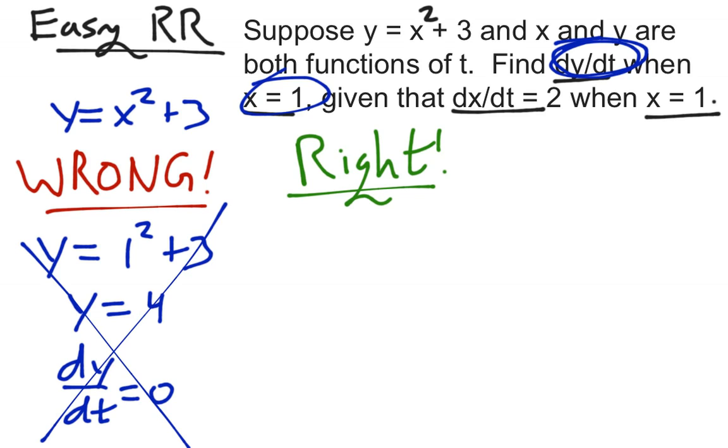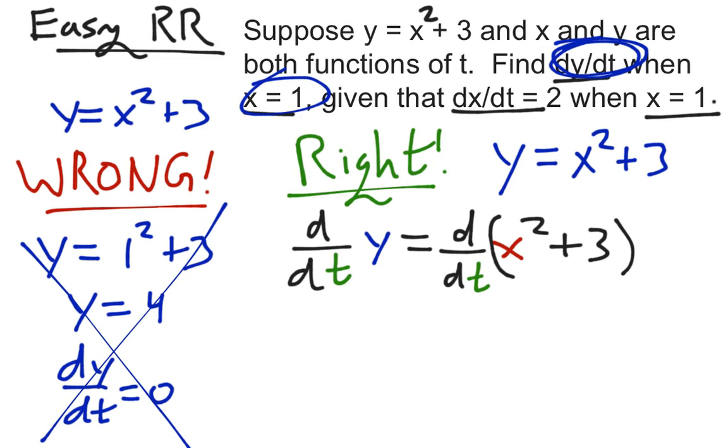The right way to do it essentially just reverses those two steps. Instead of plugging in 1 first and then taking the derivative, we're going to take the derivative first and then plug in 1. Now, when we take this derivative, be very careful. Y equals x squared plus 3, and the derivative that I'm taking is with respect to time. Because I like you guys, I'm going to color coordinate everything for this problem. Time is different from y, and it's different from x, so they all have their own special little colors.